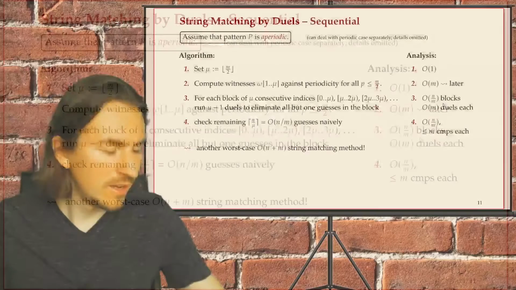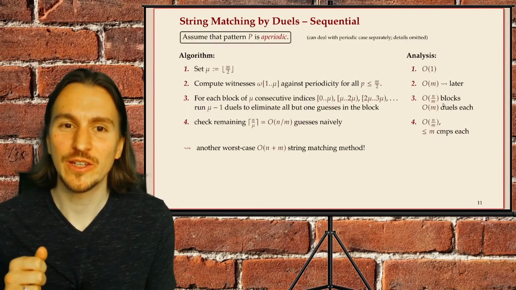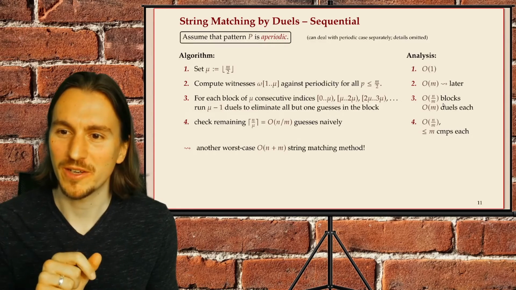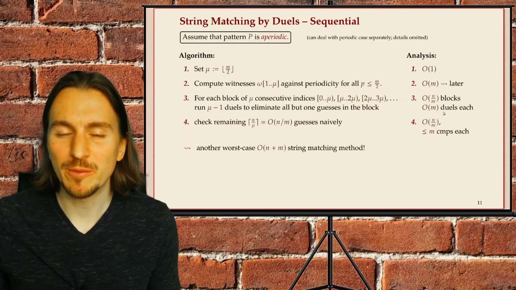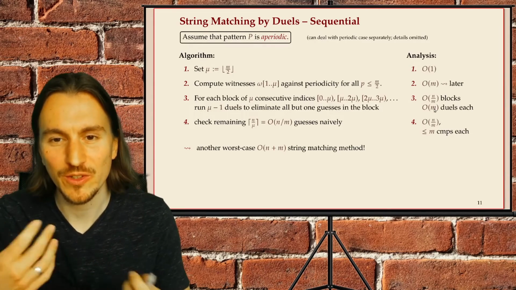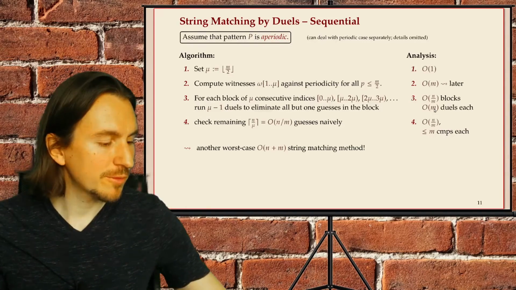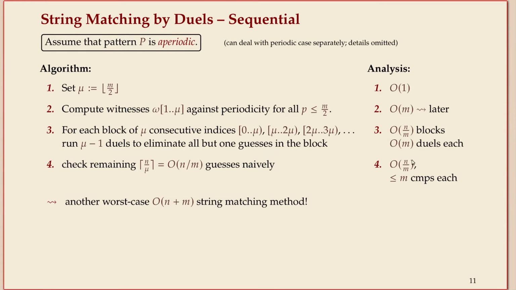Remember, the important point here is that every duel just needs a single character comparison between text and pattern. So every duel can be implemented in constant time. We fight m duels per block and have n divided by m blocks. That's a total of order n simple comparisons. And what remains is to do this check. So we have, again, n divided by m blocks, but checking an occurrence in the trivial way just needs m comparisons. So that's another order n comparisons for step number 4.